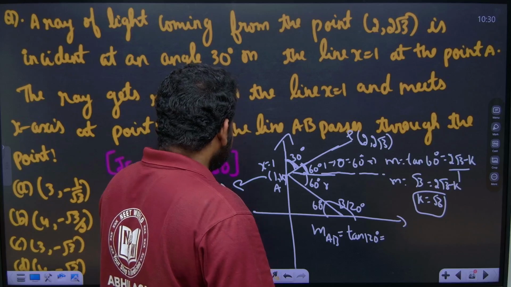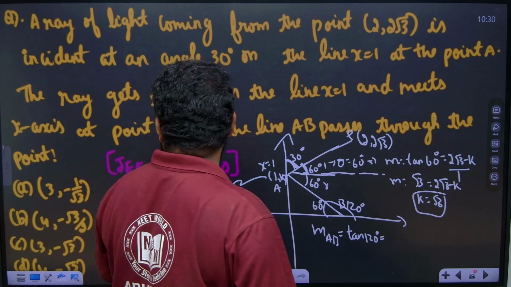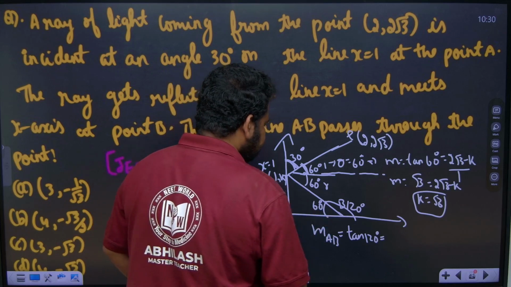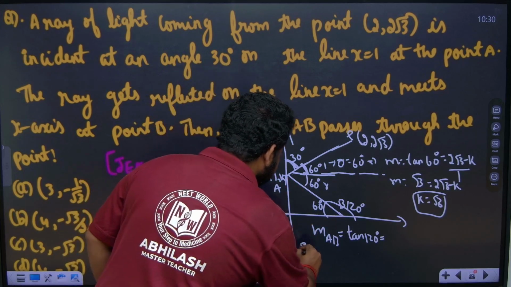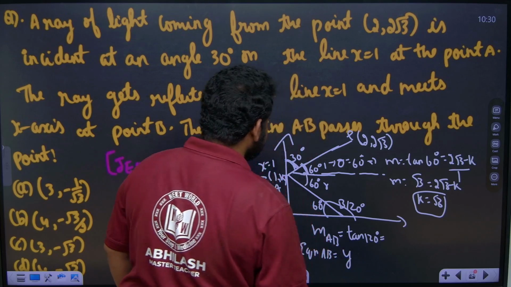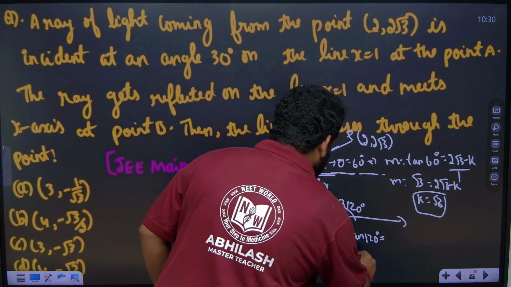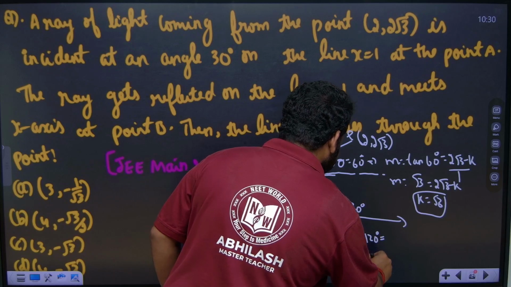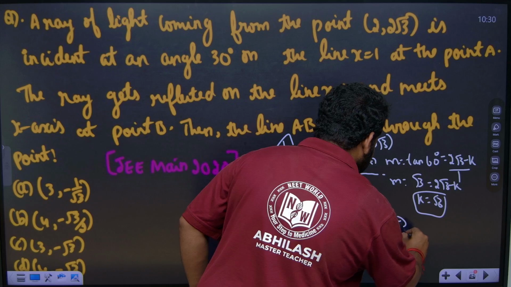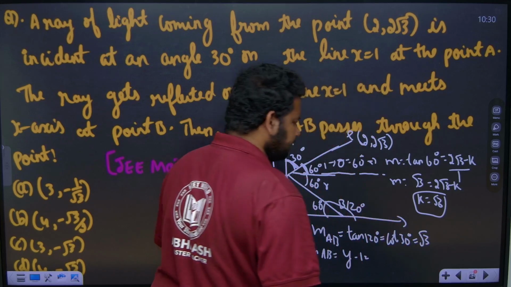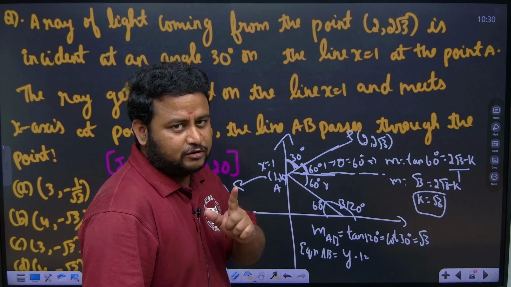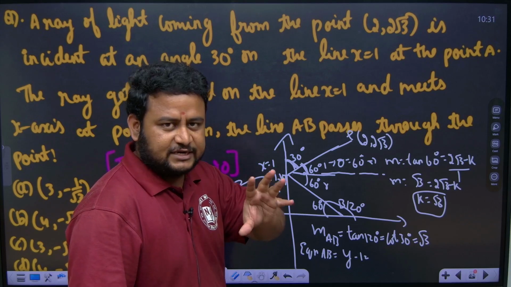Now to find the equation of the line, the line AB passes through the point. So first of all, let us find the equation of this line, that is line AB. Equation of AB is nothing but y minus y1, y1 is 1 into m, slope is tan 120. Tan 120 can be written as tan 90 plus 30, that is cot 30. Cot 30 is root 3, not 1 by root 3. Tan 30 is 1 by root 3. Cot 30 is root 3.